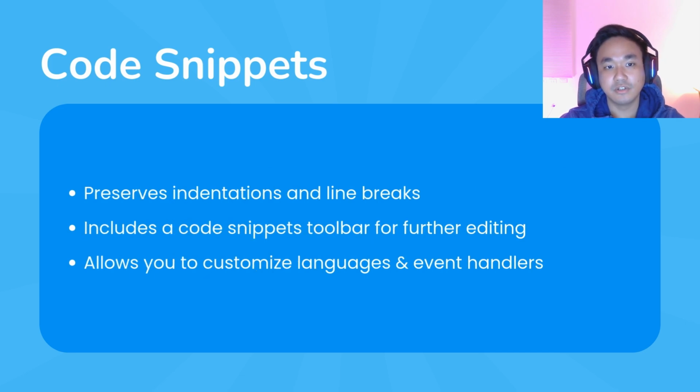Note that the Code Snippets feature preserves indentation and line breaks, making this very convenient for tech writers, developers or code maintainers, and others who usually deal with copying and pasting code into editors. There's also a Code Snippets toolbar in which you can edit, remove, or copy code blocks. And for those who want more, the Code Snippets feature is customizable, meaning you can set the languages, default language, and event handlers to fit your project needs.